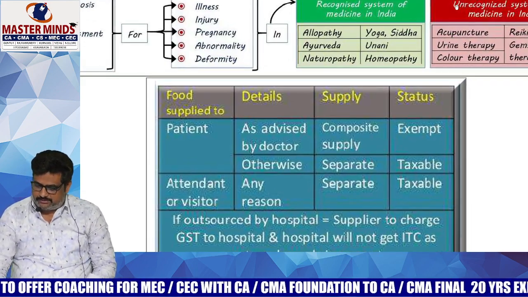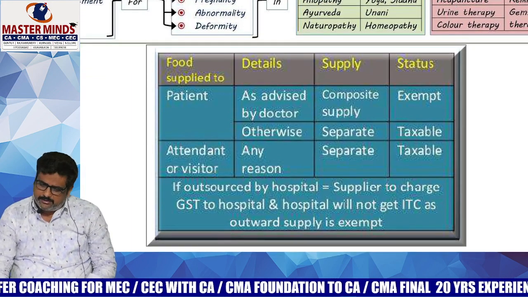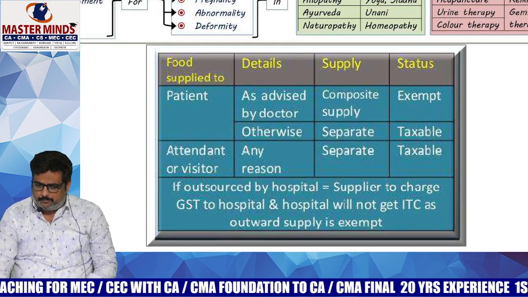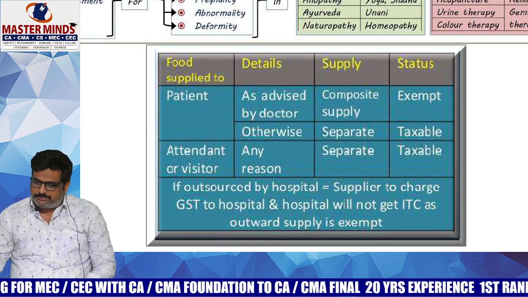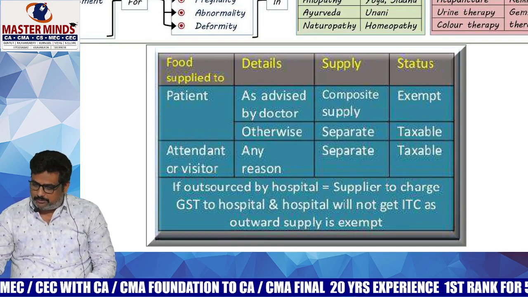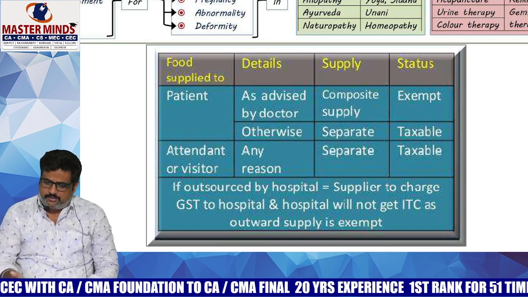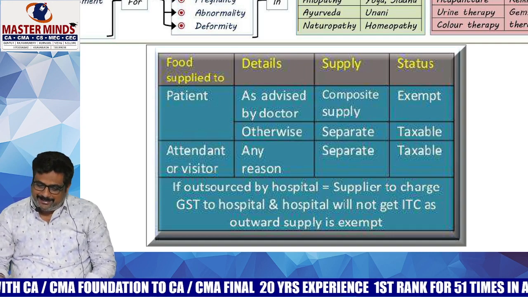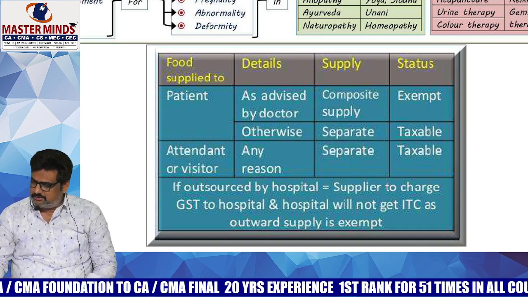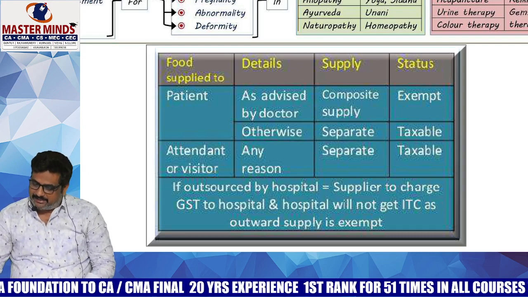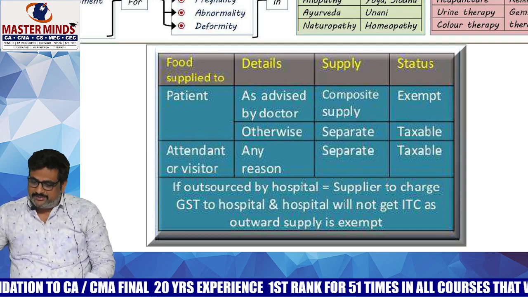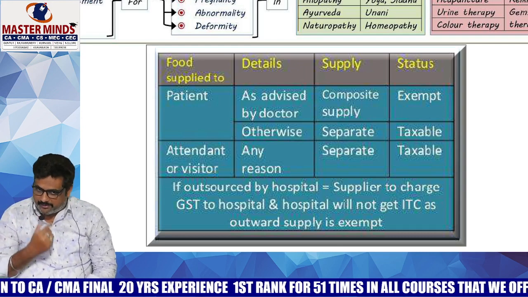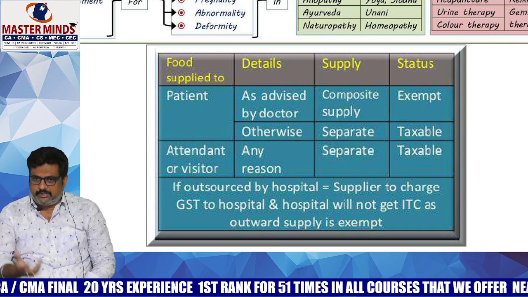And this is the circular we have discussed. Food supply to a patient as advised by the doctor is a composite supply, exempt. Otherwise, it is a separate supply, taxable. For an attendant or visitor, for any reason, it is definitely a separate supply, taxable. All these are the points. This circular was issued at the COVID time. Yes, ma? Any doubt?